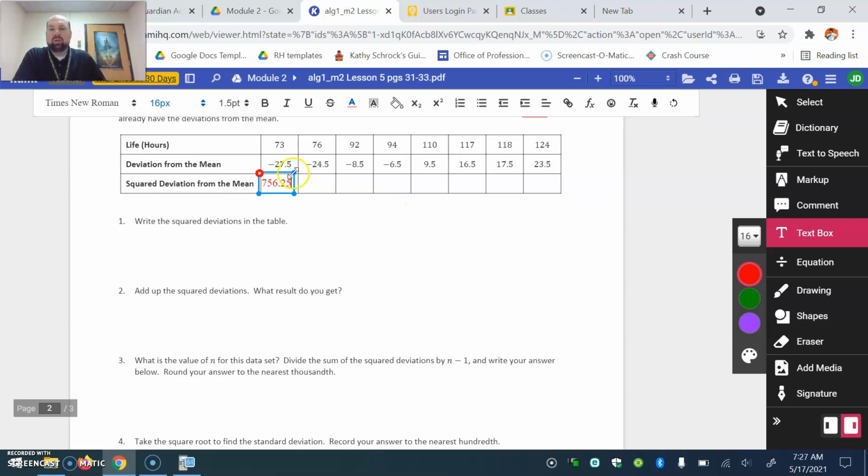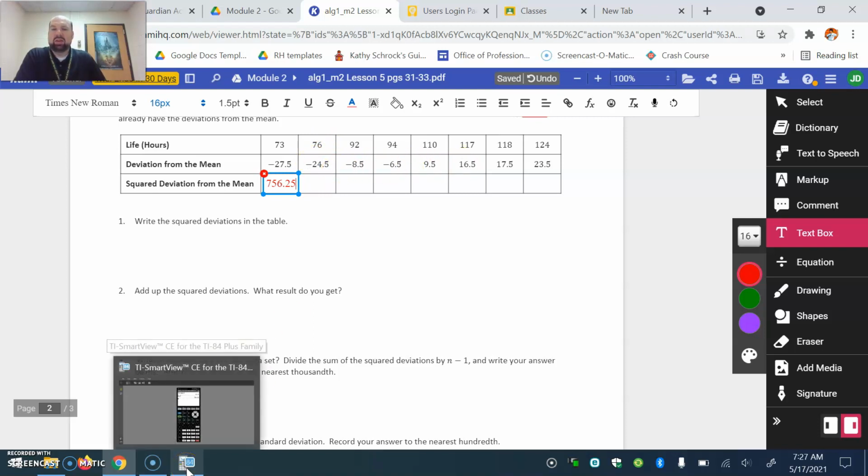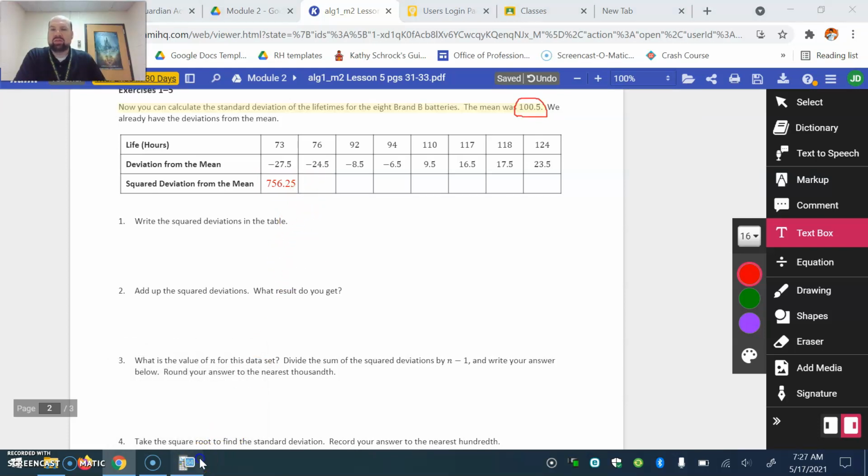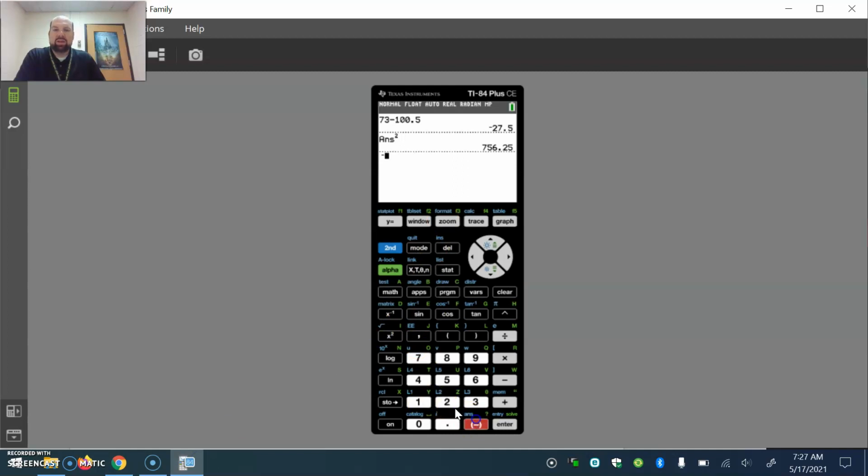All right. Now we're going to do the same thing for all of these. So again, I do 100.5. Well, we actually already have all these deviations done. So now we're going to just simply type those in and square them. So let me do negative 24.5, negative 24.5. Hit that x to the second power button, enter, and you get negative, I know what I did wrong.